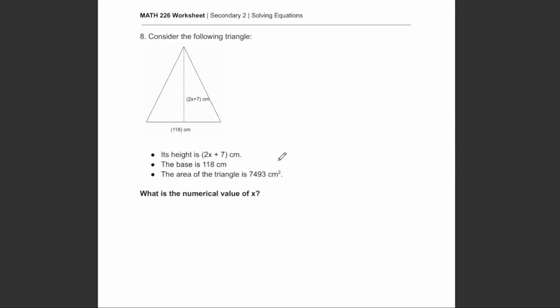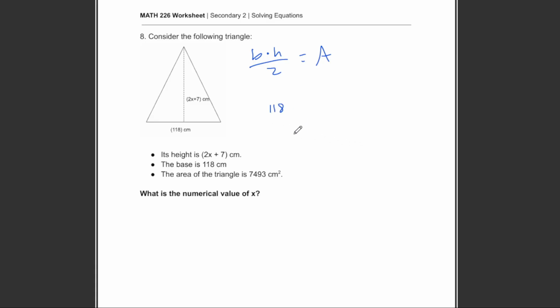What is the formula for the area of a triangle? It's base times height divided by 2. That's the area. Okay, this looks like a plus, so I'm just going to put a little dot. Base times height divided by 2. Do I know the base? Yes, the base is 118. The height, do I know the height? Yeah, it's 2x plus 7, divided by 2, equals what? The area. The area is 7,493. Now all you have to do is solve this. That's it. Find out what x is. That's your answer. Okay?